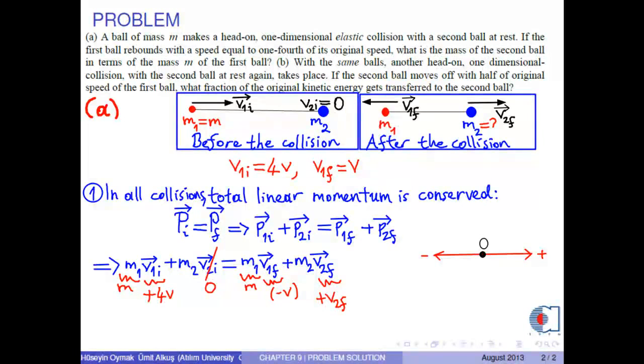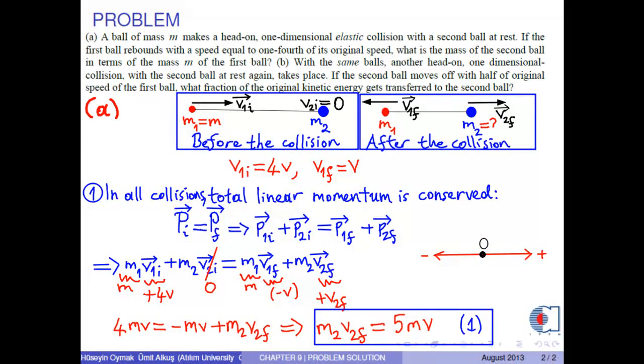If we rearrange this equation, we obtain 4mv equals negative mv plus m2 times v2f. Negative mv goes to the left hand side, so we obtain m2 times v2f equals 5mv.